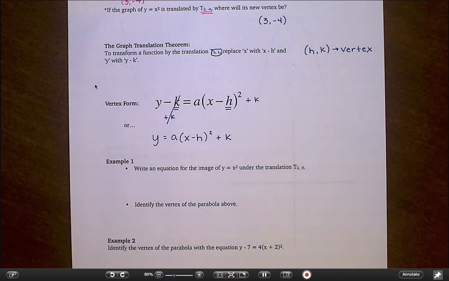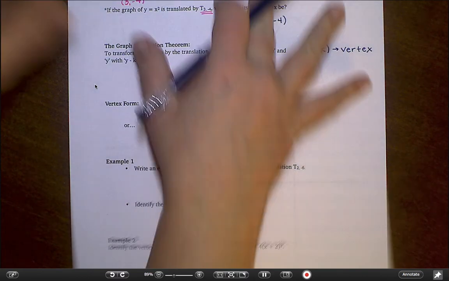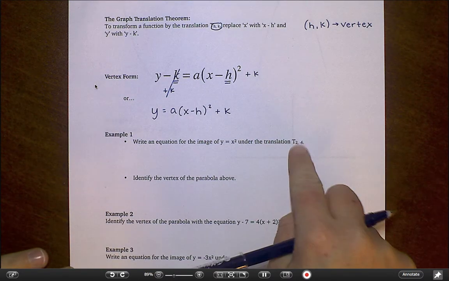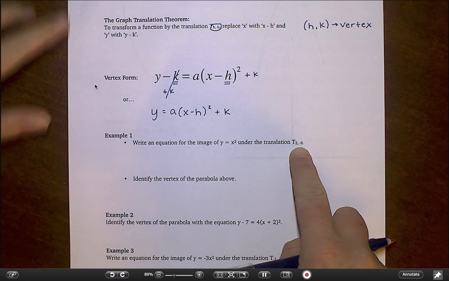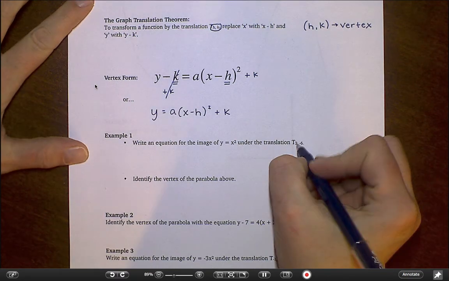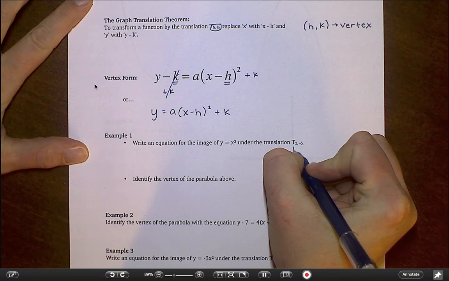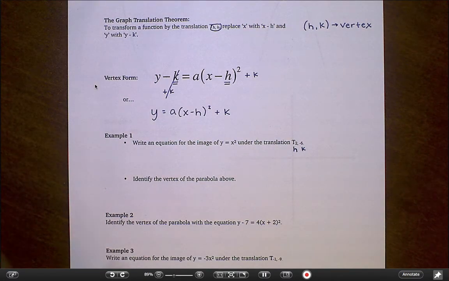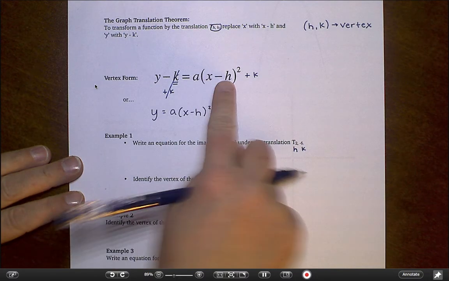Okay, I know a lot of that sounded complicated. I think this will get easier once we go through some examples. So let's take a look at this first one. It says write an equation for the image of y equals x squared under the translation t 2, negative 6. Remember, when they give you the translation, what they're really giving you is the vertex. So the 2 is your h and the negative 6 is your k.